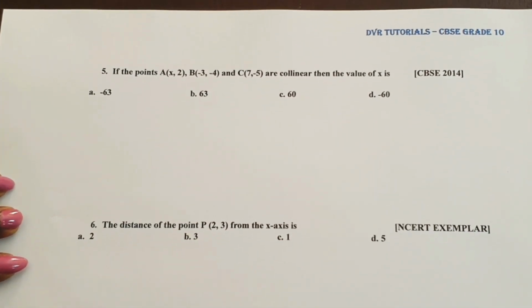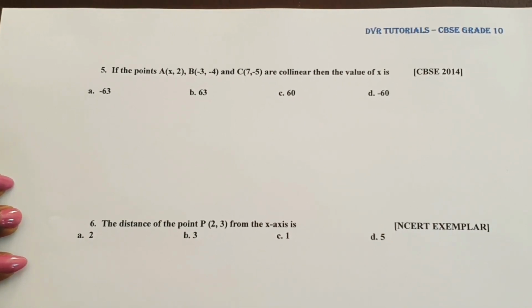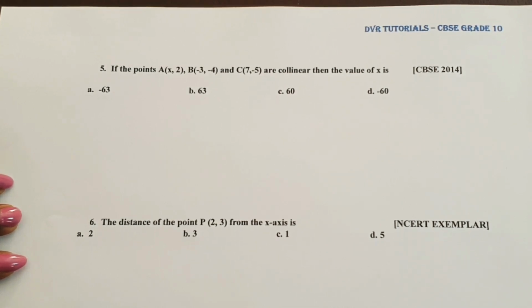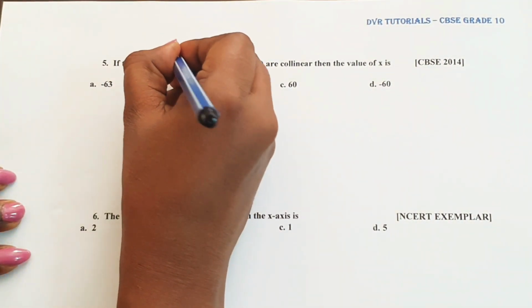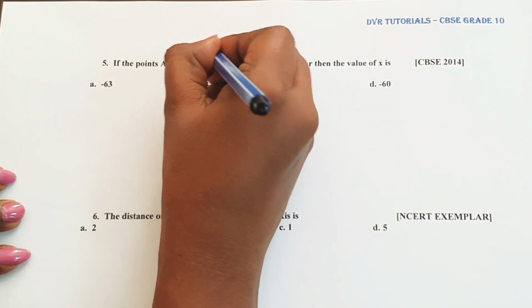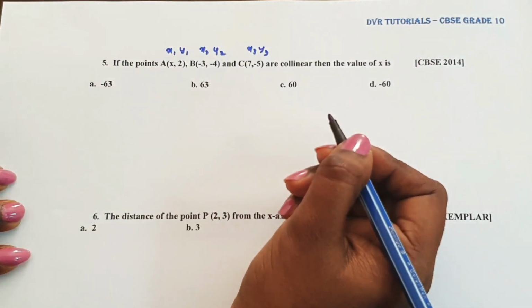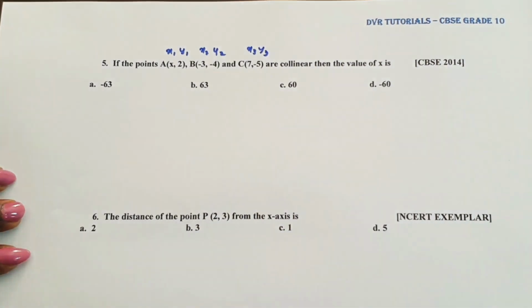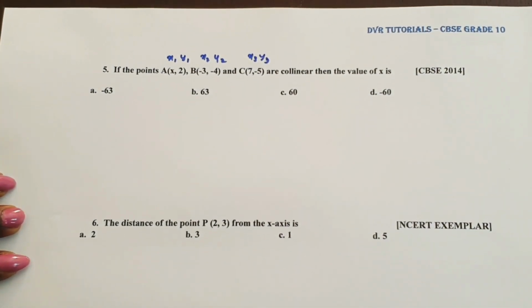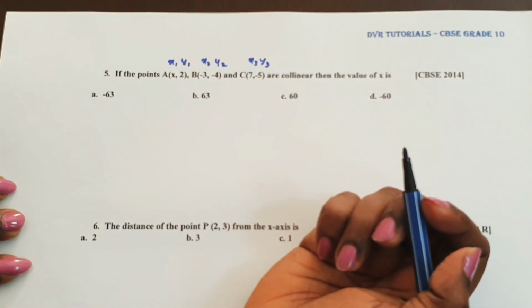Question number 5. If the points A x, 2, B minus 3, minus 4 and C 7, minus 5 are collinear, then the value of x is. Collinearity, which formula are we supposed to use? The area formula. So for convenience, let's write this as x1 y1, this as x2 y2, and this as x3 y3. And we know area is equal to 0, which is half into the formula is equal to 0. Since it is equated to 0, we don't necessarily have to write half. When it is taken to the other side, it will anyway be equal to 0.